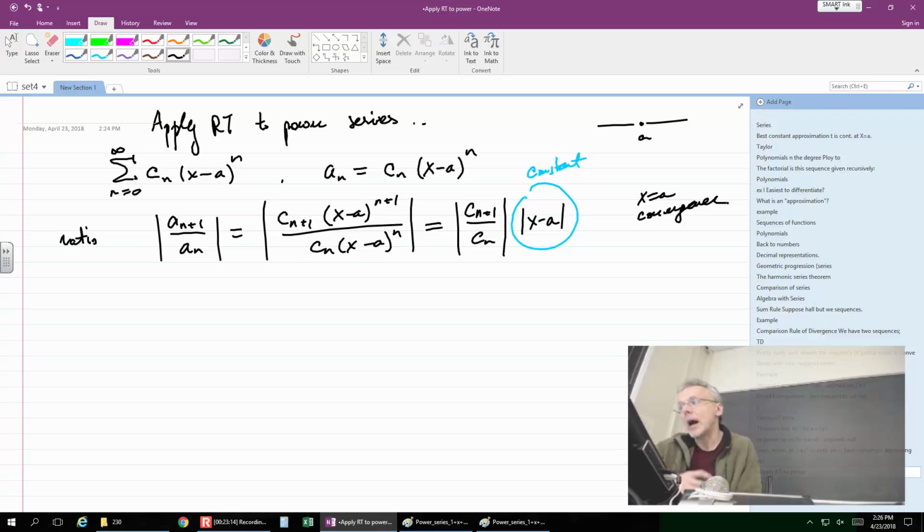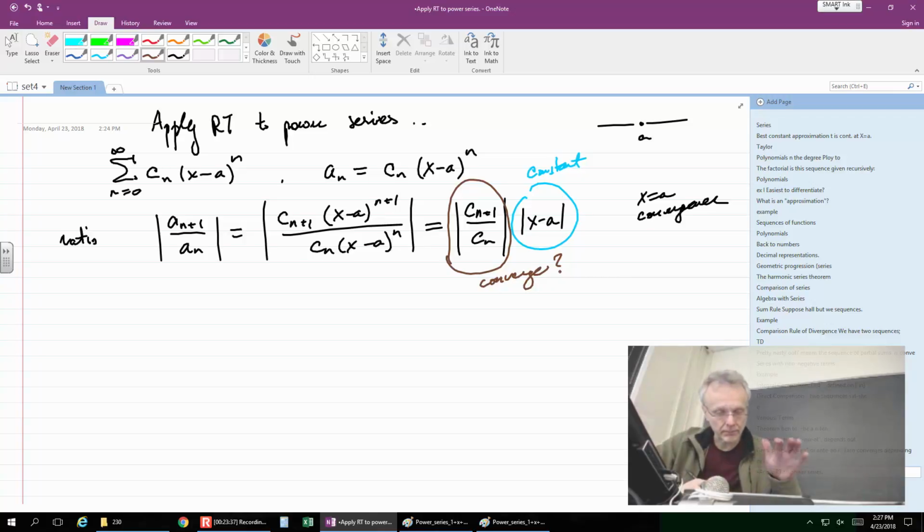If x is not equal to a, then it doesn't matter what it is, as long as the limit of what's left exists. So we have to look at this and ask ourselves, does it converge? The coefficients of our series, the question is, does the sequence converge? And that is what our theorem will tell us. Okay, so let me state the theorem.